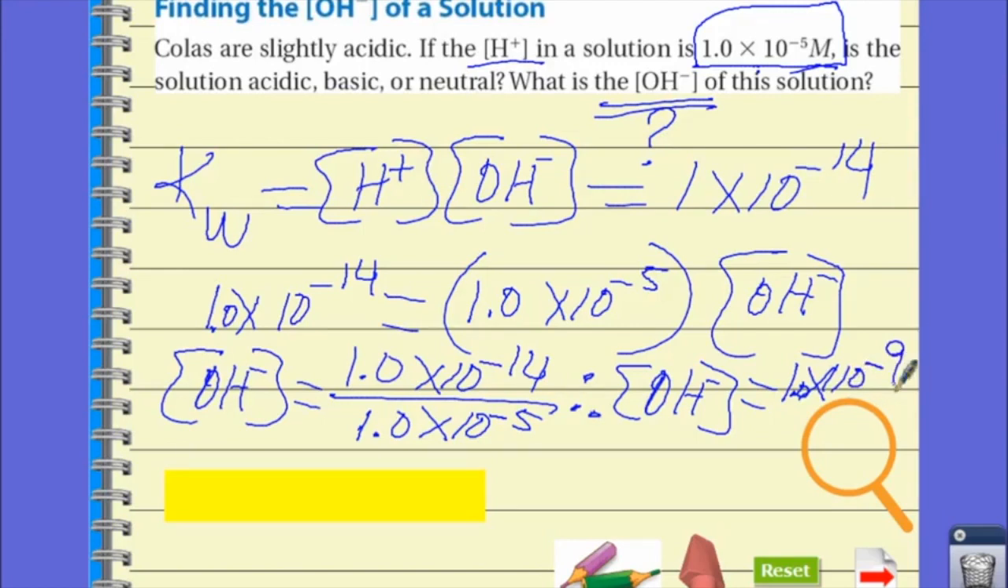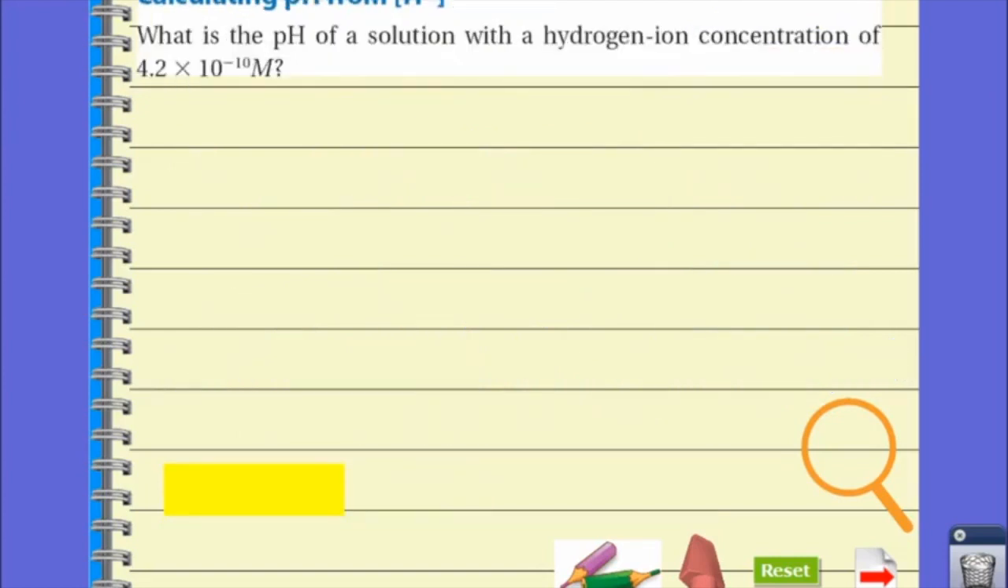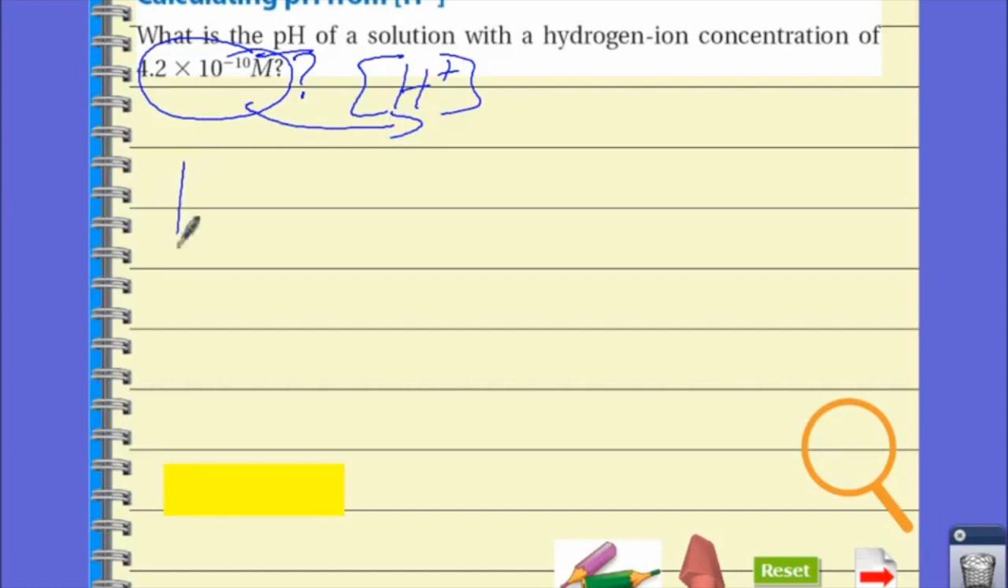So using the relationship, the formula Kw equals H plus times OH minus, you should be able to solve from one to another. Okay, here's another one. What is the pH of a solution with a hydrogen ion concentration given? They give me the bracket H plus, and they ask me for pH, lowercase p, capital H.